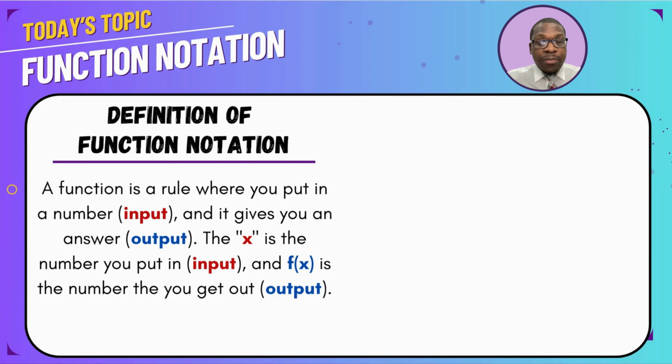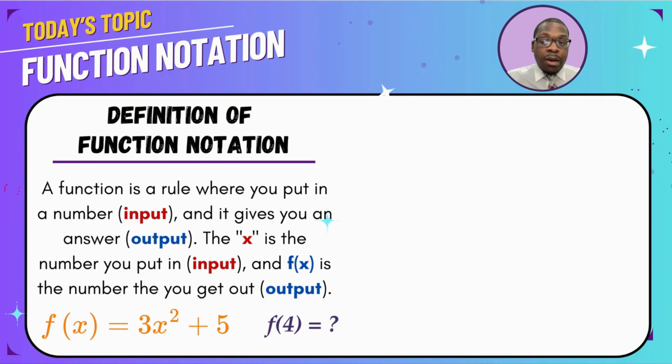The x is the number that you put in, and the f of x, or the y, is the number that you get out. Now, the example we're going to use today is f of x equals 3x squared plus 5. We're going to take a look and see what happens if we actually plug in or input a number. The number we're going to input today is going to be f of 4, and we're going to find out what our output is going to be.